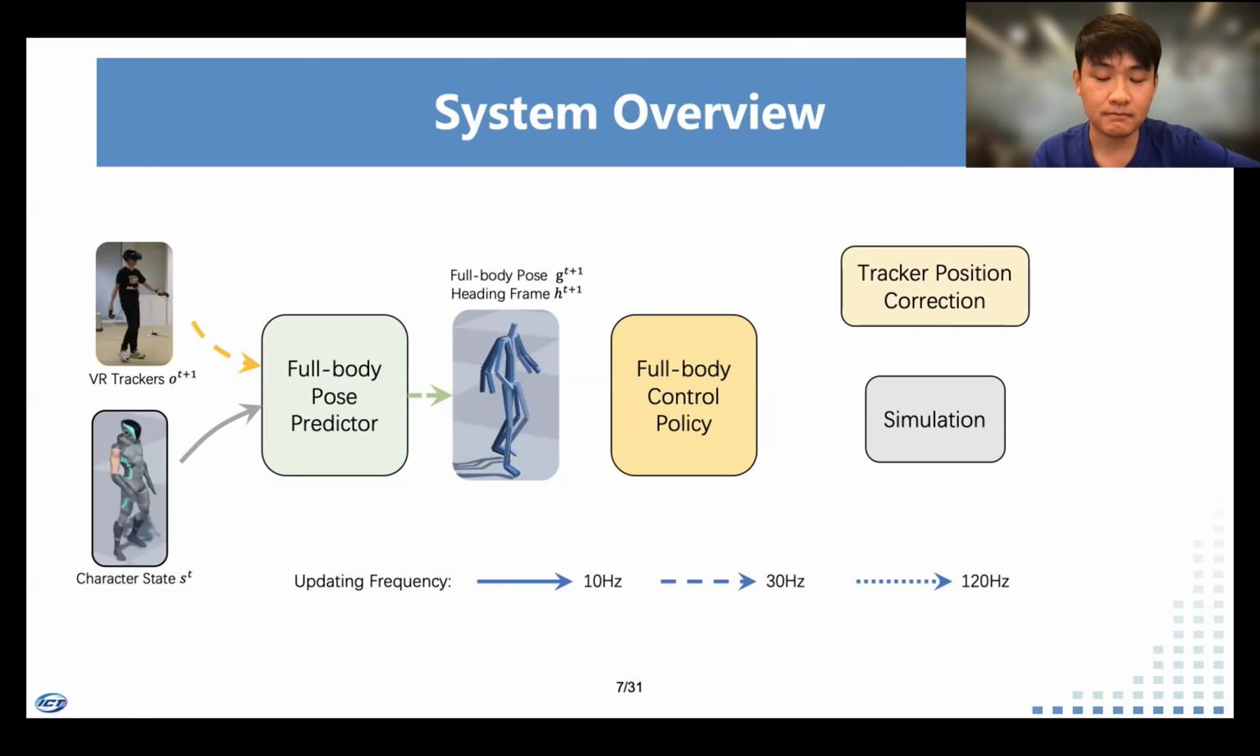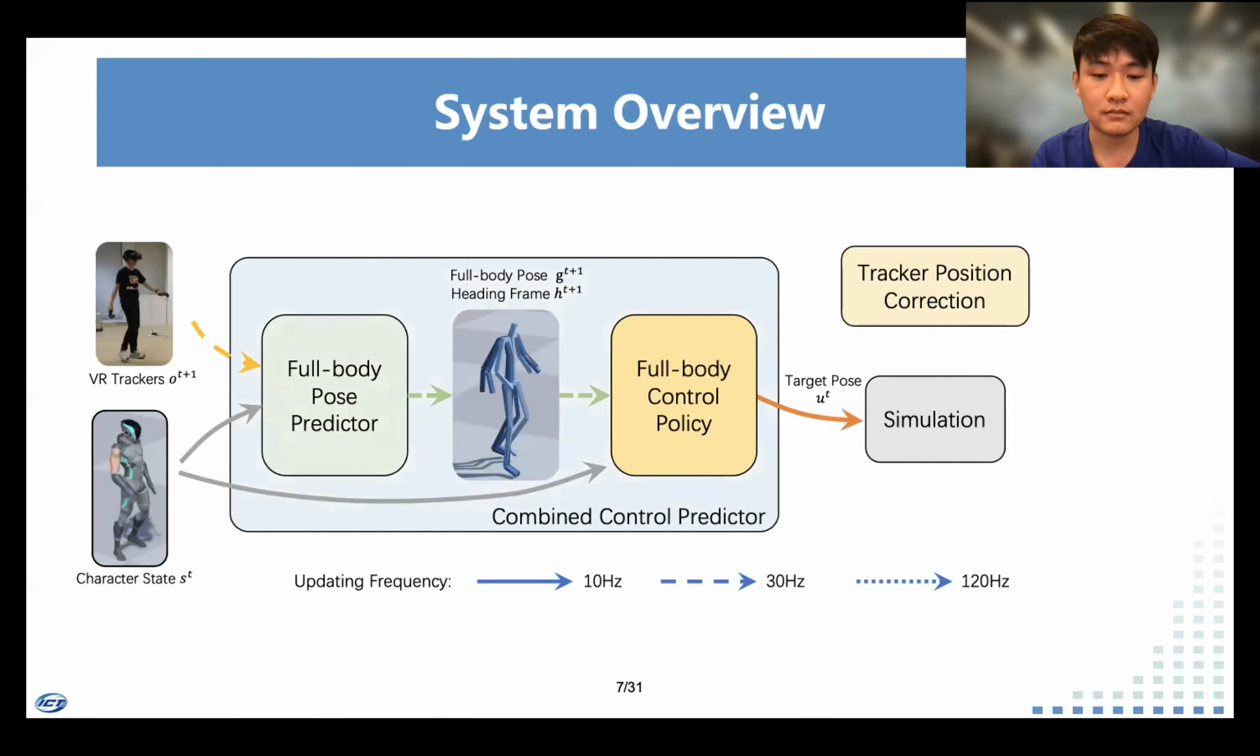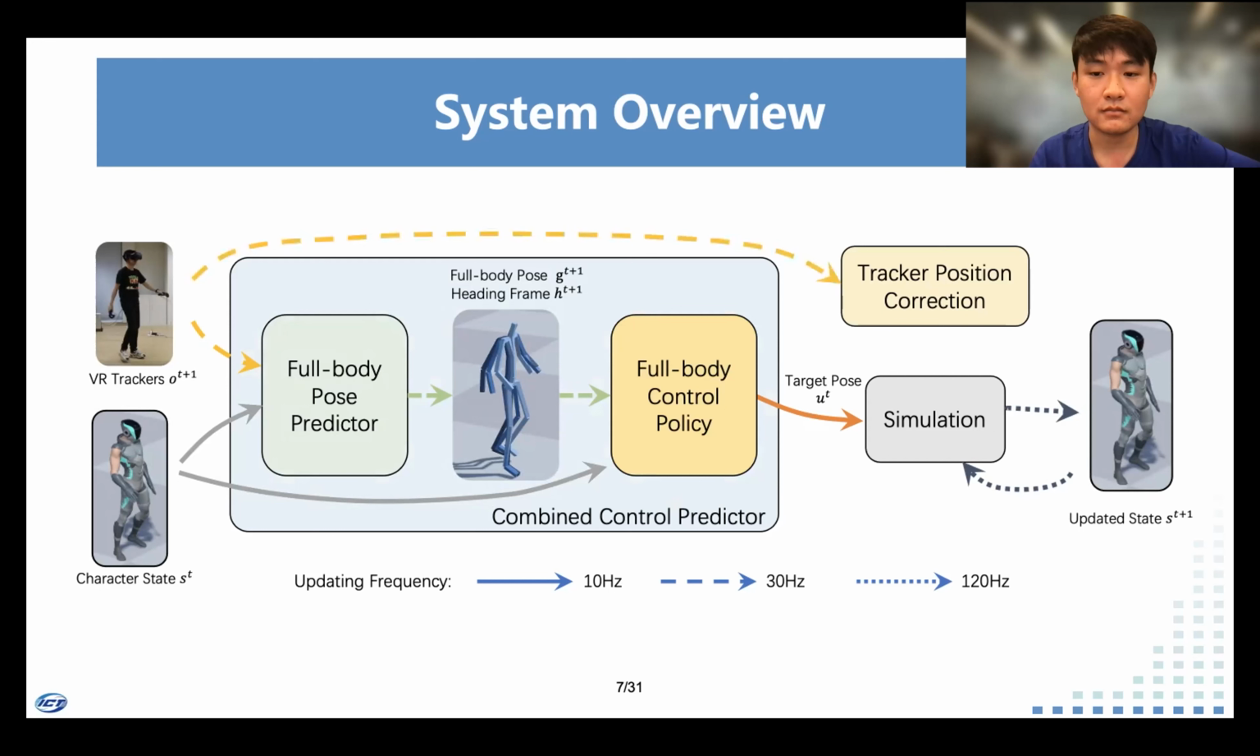To create a physics-enhanced user experience, we employ a full-body control policy module to take the estimated poses as a reference and compute a target pose that will be used to actuate the character to track the user's action. At runtime, the full-body pose predictor and control policy work jointly as a combined control predictor. The simulation module performs physics simulation and updates the state of the character. Finally, an additional track position correction module is involved to encourage the simulated character to follow the VR trackers accurately.